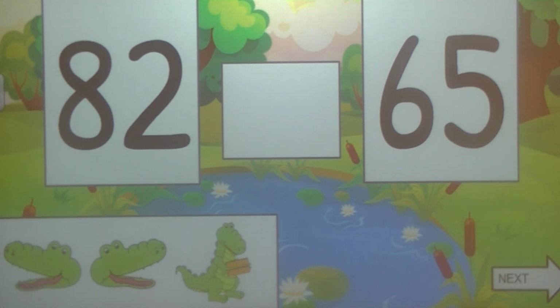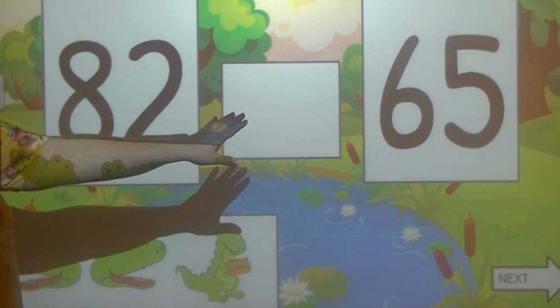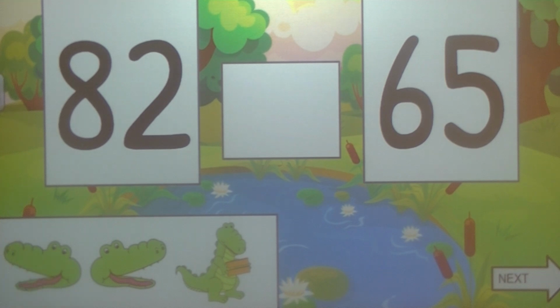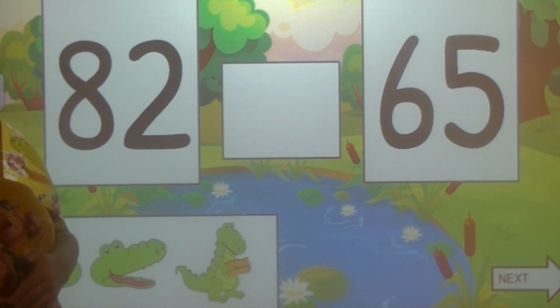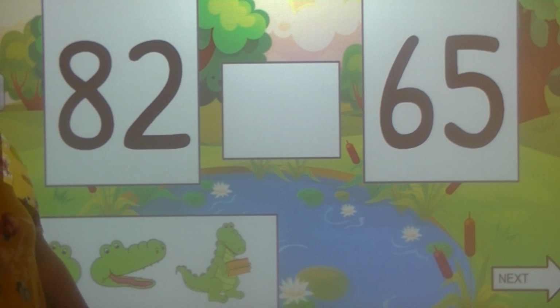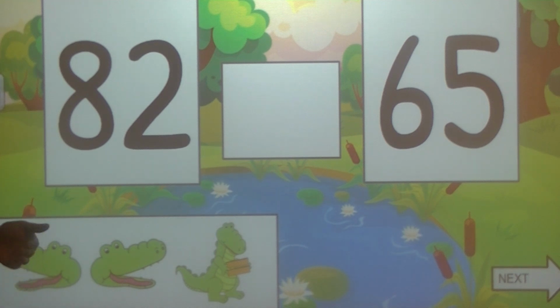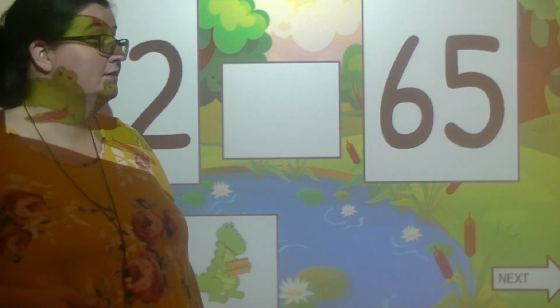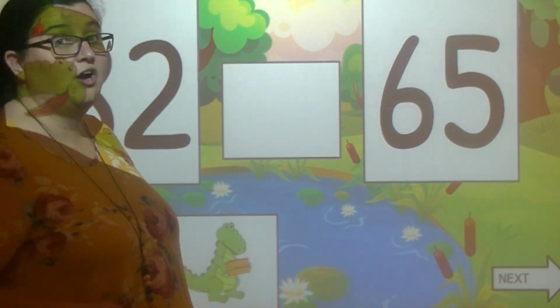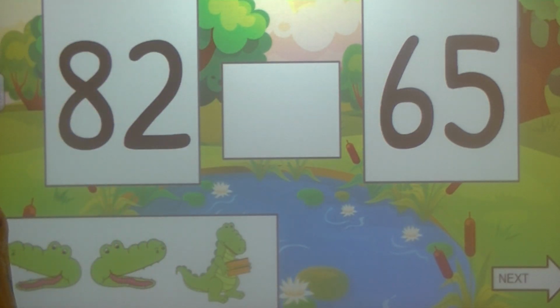Quick review from yesterday. We have 82 is what? Then 65. We always look at which place value first, the greatest place value. So what is the greatest place value in these numbers? The tens place. So what is the digit in the tens place? It is 8. And in 65, what is the digit in the tens place? 6. They're not the same, so we can use it to compare.